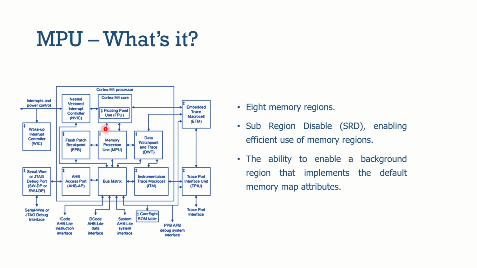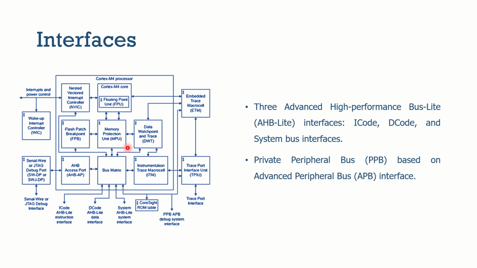So what are all the things we have seen? We have seen ARM Cortex Core, we have seen NVIC, we have seen WIC, the memory protection unit is seen. And the next one is going to be very important, which are nothing but the buses. We have seen the buses, AMBA bus, we have seen AHB, in the previous sessions that I have taken for ARM 7, but we have got more here. We have got 3 advanced high performance bus lite. AHB lite is there, you can see that there. I code, D code and S code is there. I code, D code and system bus interfaces are there.